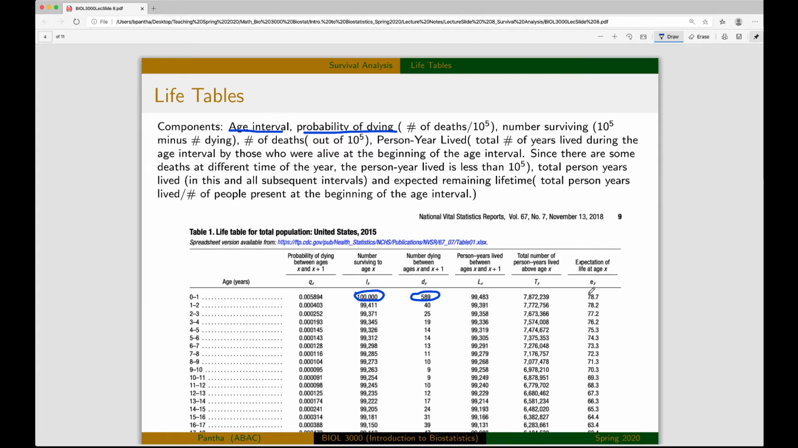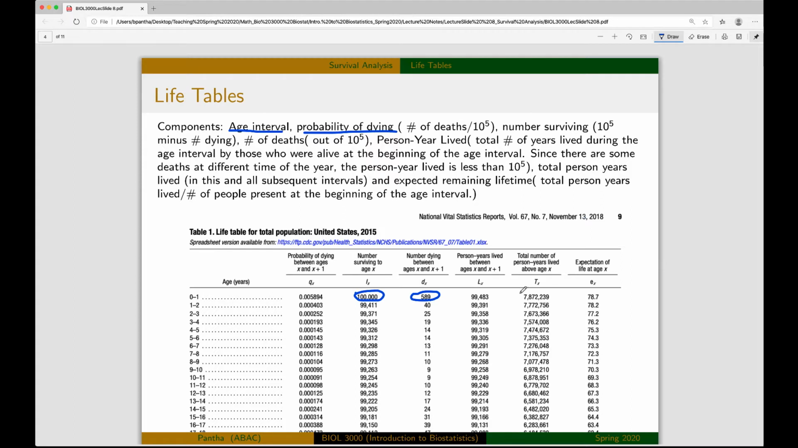So, and this is the expected life at age x. There are some deaths at the different times of the year. The person years lived is less than 10 to the 5. That makes sense, right? The total person years lived in this and all subsequent intervals. So this is the total.